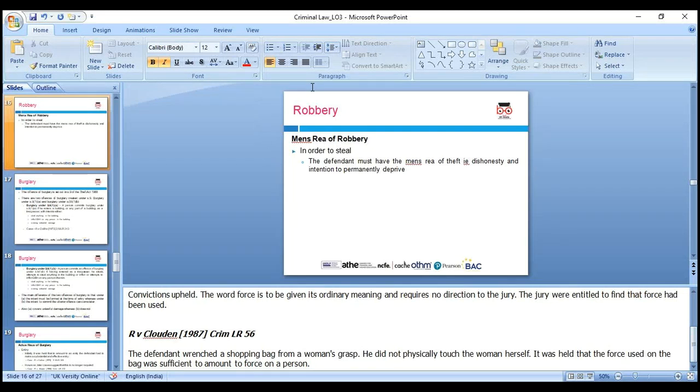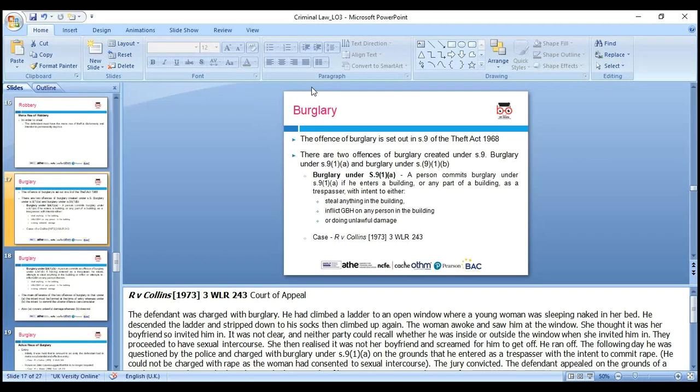The bag was sufficient to be the amount of force on the person. Okay, then burglary. The offense of burglary is set out under Section 9 of the Theft Act 1968. There are two offenses of burglary created by Section 9: burglary under Section 9(1)(a) and burglary under Section 9(1)(b).